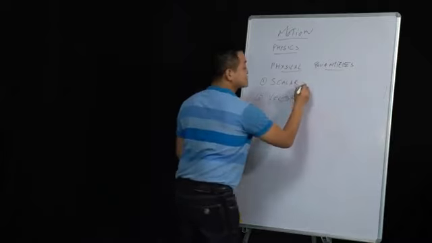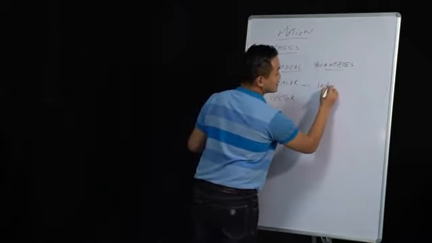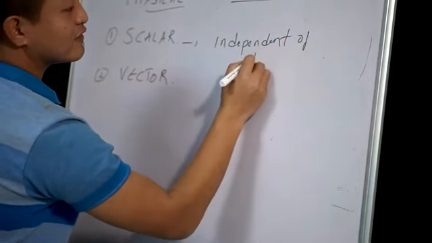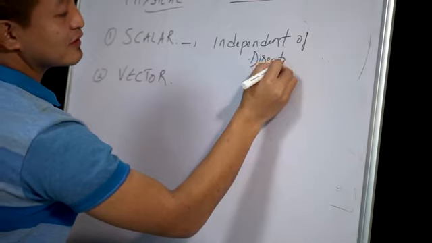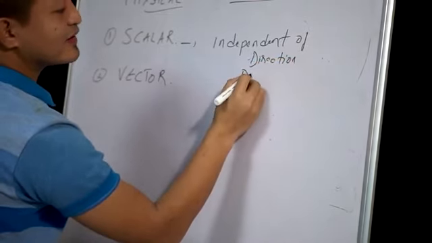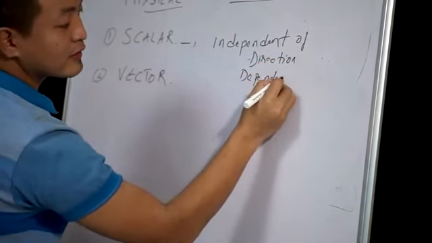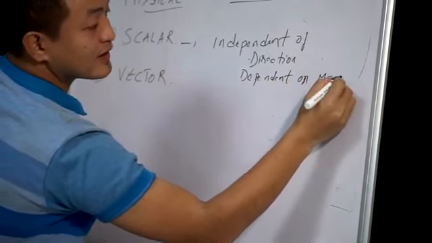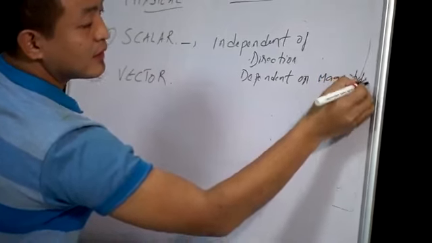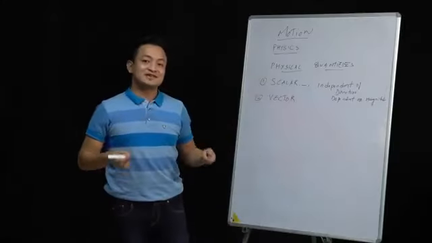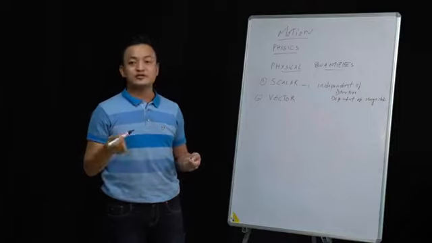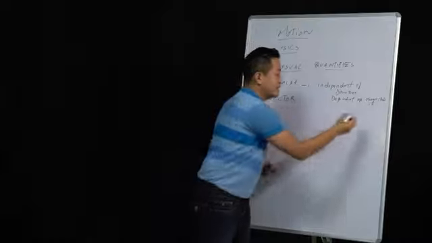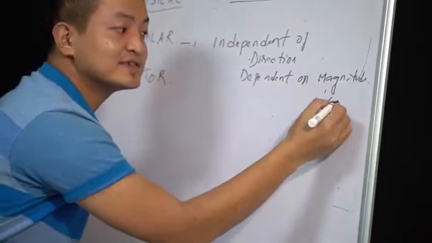So irrespective of the direction, the length is still the same. So scalar is independent of direction and dependent on magnitude. Magnitude is a numerical value, clear? An example of magnitude: for this pen, the length is 10 centimeter.